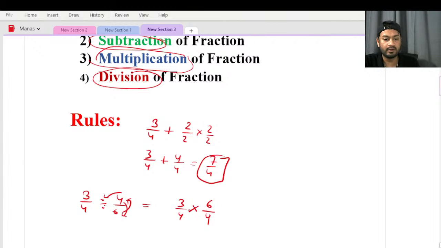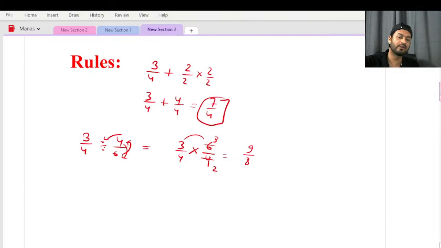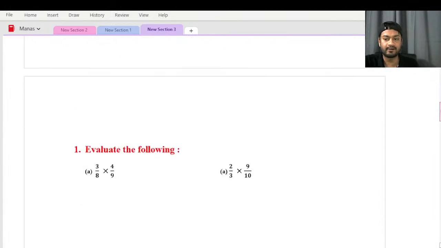So 6 by 4, and you can just multiply the terms, or you can cut it with the 2. So 2 times 2 is 4, 2 times 3 is 6, right? So it is 9 by 8. That is how we need to solve. Let's solve some questions so that you can have an idea of how to go through.